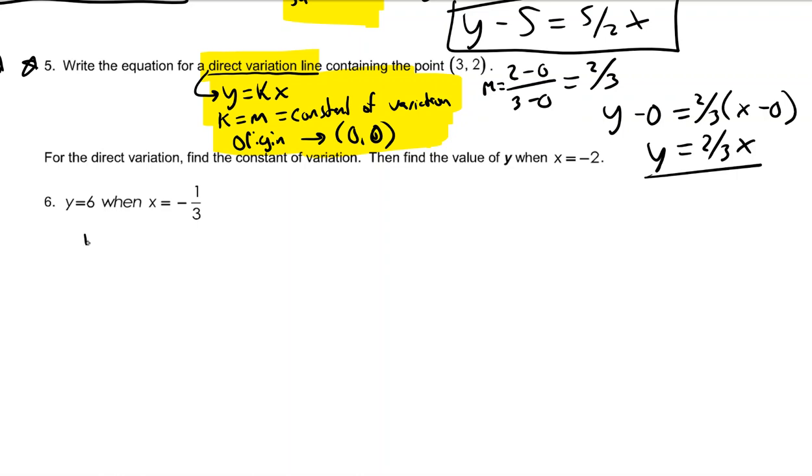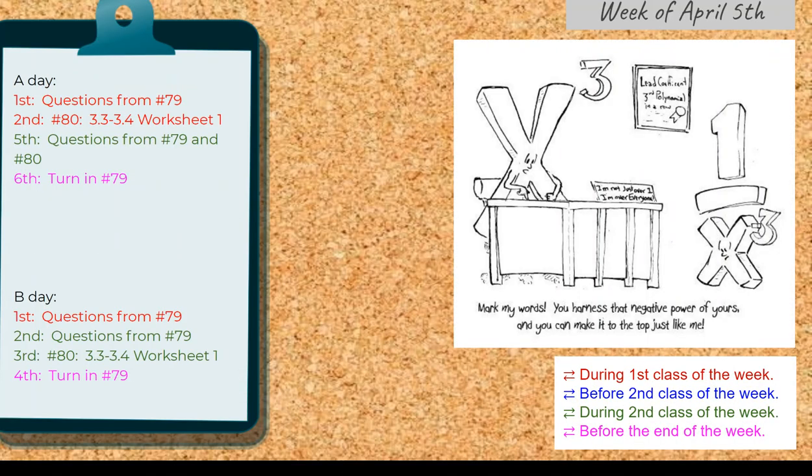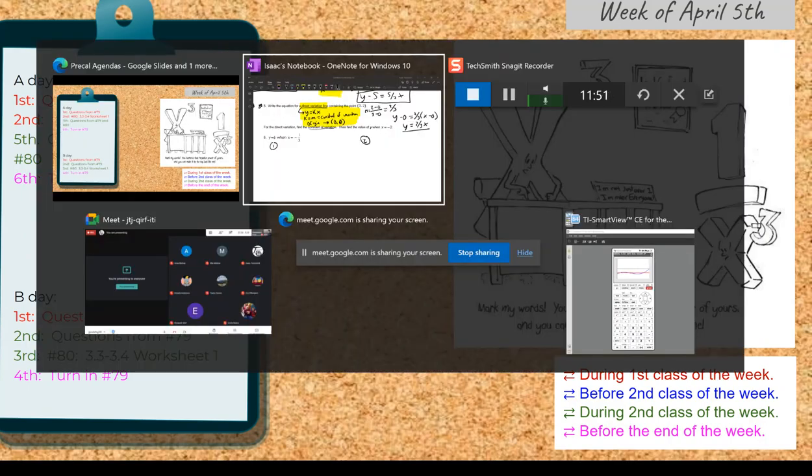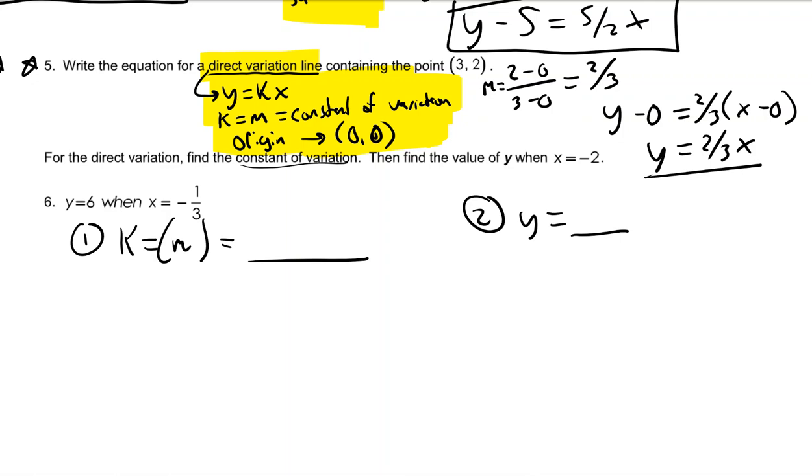Okay, number 6 has 2 parts. Number 1, find the constant of variation. So really, what is K? But we know that that's the same thing as slope. And then part 2, find the value of y when x equals -2.